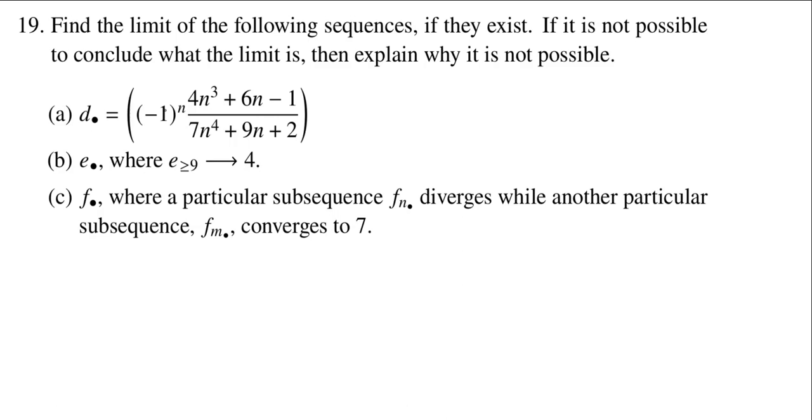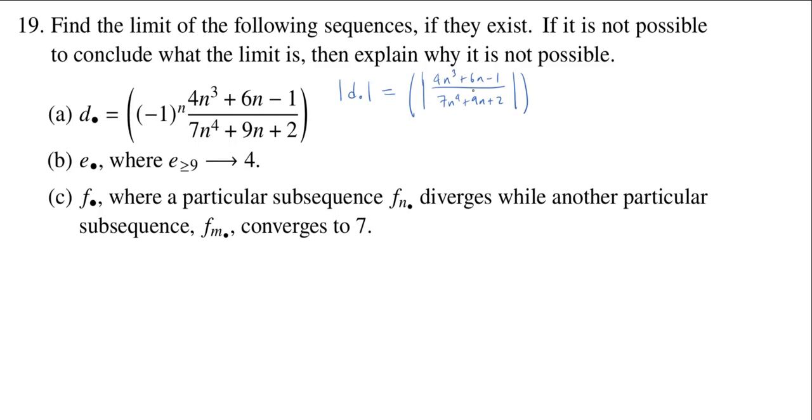Okay, how do we make this precise? Let's look at the absolute value of d. This is the sequence we get by just taking the absolute value of everything. From our point of view, all it's going to do is kill this alternator. Maybe it messes with some stuff a little bit, but nothing too shabby. So this is actually just going to be the sequence containing elements of the form: the absolute value of 4n cubed plus 6n minus 1 over 7n to the fourth plus 9n plus 2. Okay, so that's our sequence.